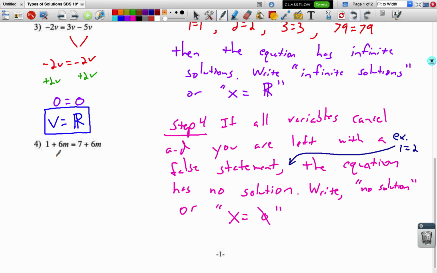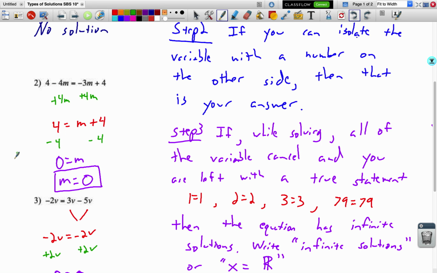Let's see what this last one is. I want to get my variables together, so I subtract 6m from both sides. I'm left with 1 equals 7, and that is a no solution. 1 equals 7 is false. 1 does not equal 7. No solution. So it's hard to test all real numbers and no solutions. So you just have to be really solid with your math. If you do get just one answer, you can always plug it back in to double check. So m equals 0, I plug in a 0 here and a 0 here, I get 4 equals 4, the equation balances.